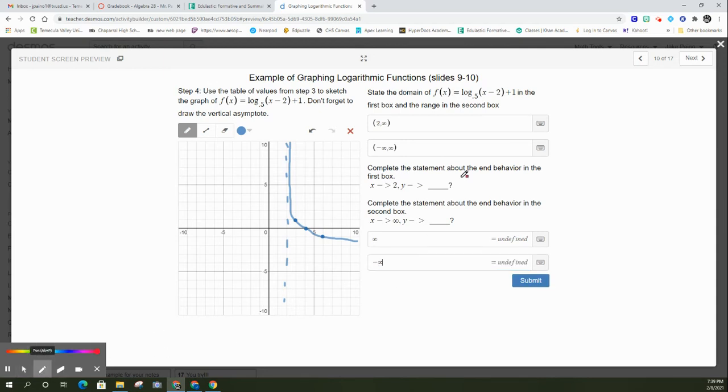So again, if I was just writing here, this would be infinity. And this would be negative infinity. Notice I don't say as x approaches negative infinity because x does not approach negative infinity. My domain, furthest left it could go is 2. And it never actually reaches 2. It just approaches it, goes up towards infinity.